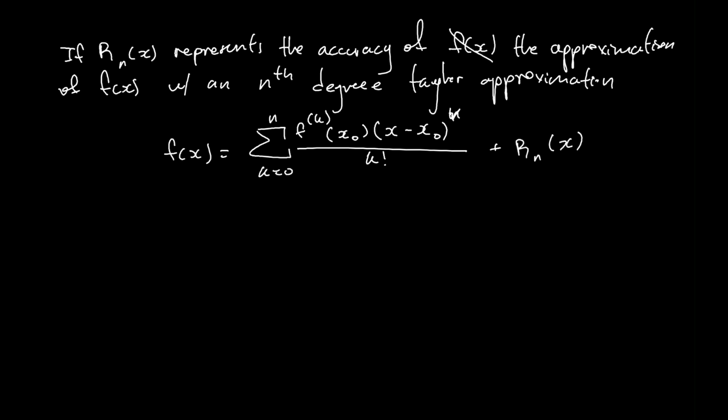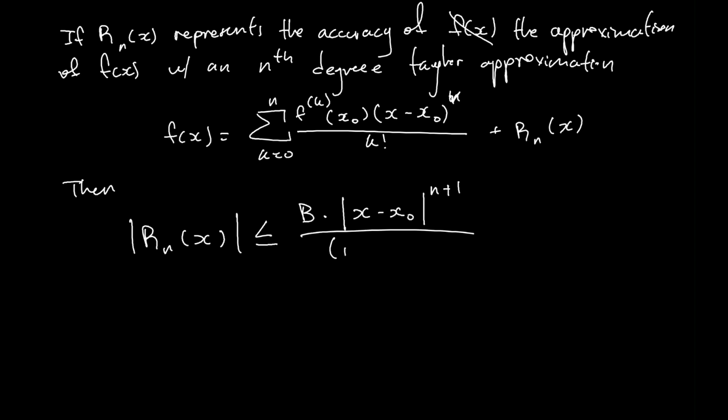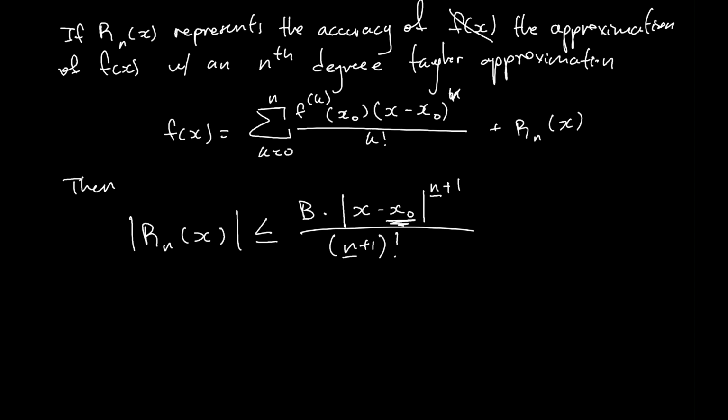Then the theorem states that the absolute value of Rn of x is going to be less than or equal to b times the absolute value of x minus x naught raised to the n plus 1th power all over n plus 1 factorial. This is something you can calculate, and then you can get how good your approximation is if you have the degree of your approximation and where your approximation is centered. So that's it. Taylor approximations.